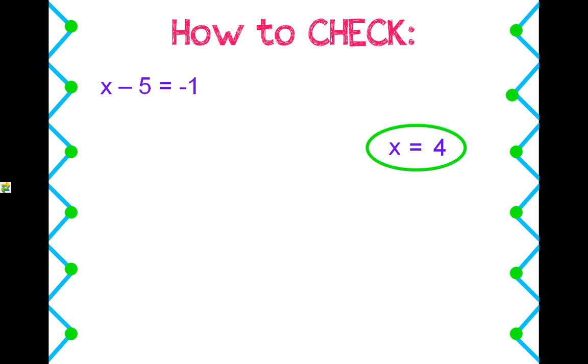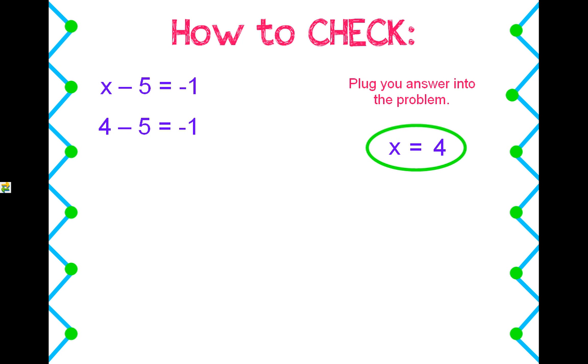Okay, so we know how to solve equations now, but what happens if we're not sure if our answer is right? Well, this is how we can check our answer. Looking back at our first example, we have x minus 5 is equal to negative 1. We had the answer of 4. x is equal to 4. So to check if our answer is right, we're going to plug our answer into the problem. Meaning, everywhere in this problem, we're going to plug in 4. So let's do that.